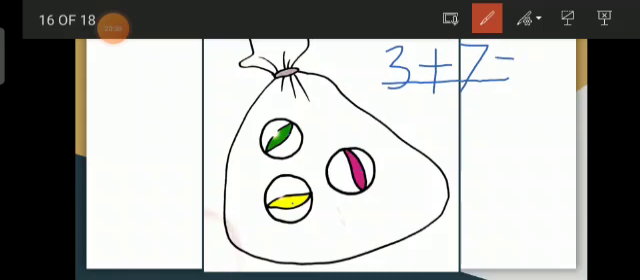So count it together. 7 is a big number. Keep it in your mind and add the 3 fingers to it. Okay, that gave us the answer 10. Very good. 3 plus 7 all together gives us the answer 10. Yes, very good. Now move to the next one.